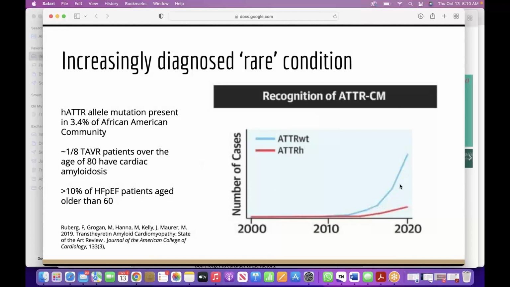Clearly there's been a takeoff in the number of cases diagnosed for wild-type amyloidosis particularly, as well as hereditary amyloidosis in the 21st century. It's not necessarily the case that there's been an increase in the disease itself, but rather that we're recognizing it a lot better. And I'll discuss some more of these epidemiological facts on the left, but essentially the disease is underdiagnosed, and there's a relatively high prevalence of patients who have it, including 10% of all patients with heart failure with preserved ejection fraction over the age of 60.